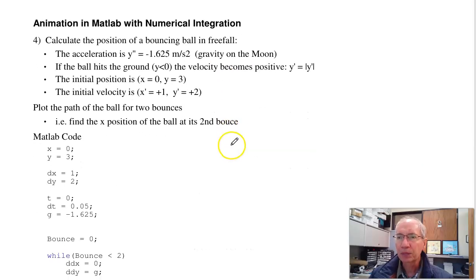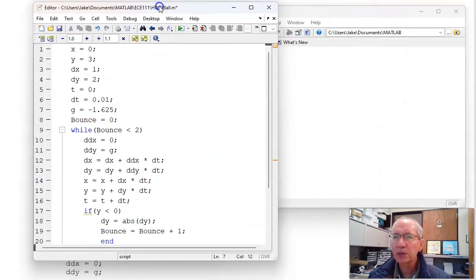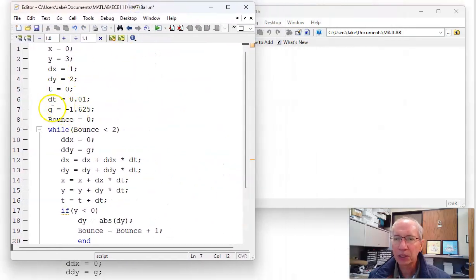Problem number 4 looks at doing a bouncing ball. Suppose I launch a tennis ball on the moon. Here's the acceleration due to gravity on the moon. At this initial condition, there's x and y at t equals 0, the initial velocity in the x direction, initial velocity in the y direction. Where's the ball going to go?